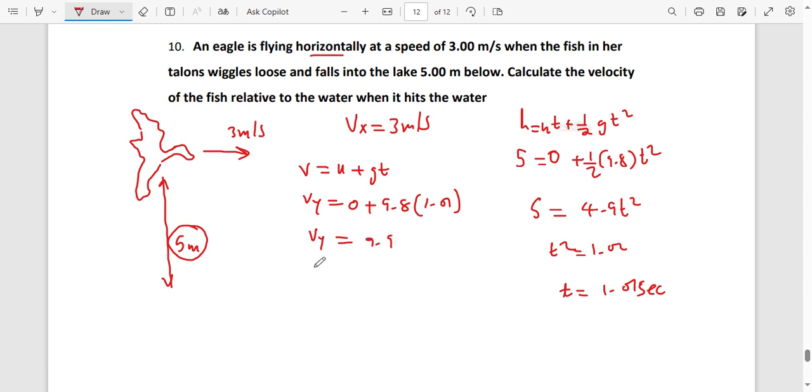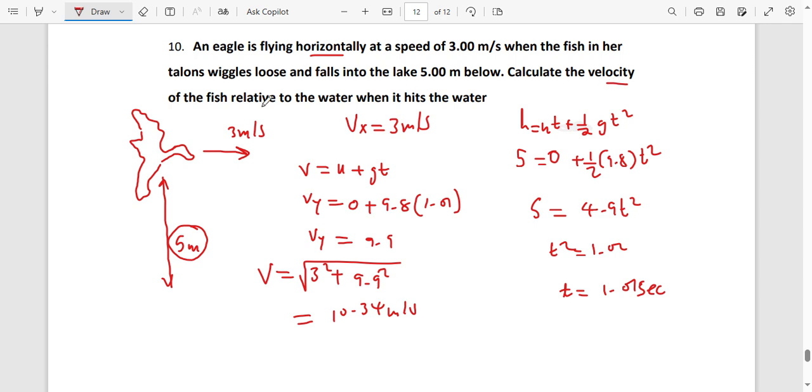9.9. So to find v, it is the square root of 3 squared plus 9.9 squared. Then we square root that. That is going to be 10.34 meters per second. So that is the speed at which it is going to hit.